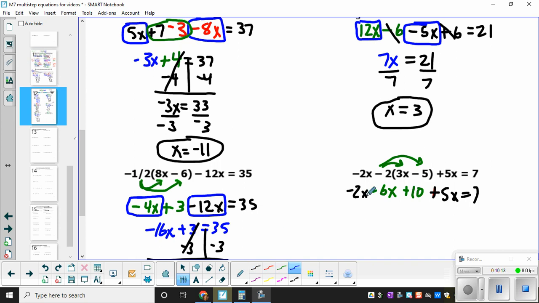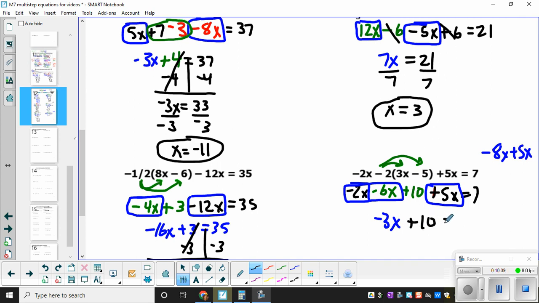All right, and now we're going to combine those like terms. So I've got these two negatives and then these 6 negatives. So this is -8, y'all. This is -8x. And the -8x plus 5x is going to be -3x. Okay, that's -3x. All right, now there's no other constants, nothing to do with that 10, so we're just going to bring down the 10, and then it equals 7.